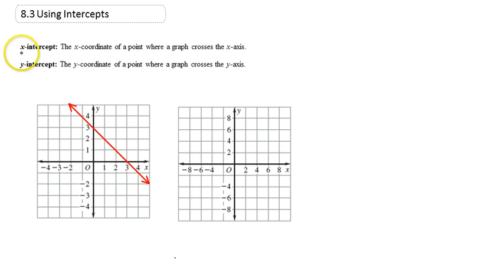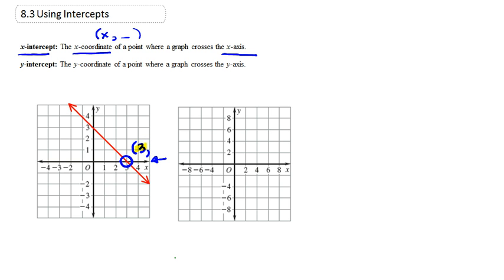Now to start, the x-intercept is the x-coordinate of a point where the graph crosses the x-axis. Right here is our x-axis. Here's where our line crosses the x-axis, and we're looking for what the x-coordinate is. If you look here, the x-coordinate is a 3. So that means that the x-intercept for this particular line is 3.